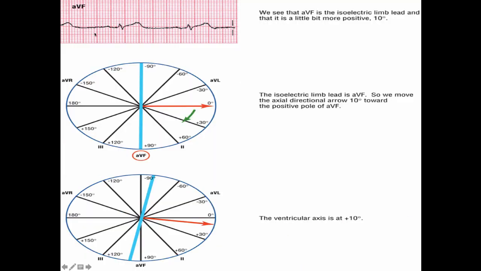Then we look at our isoelectric lead, AVF, and it's just a little bit more positive, right? Because we said it was a little bit more positive when we picked our quadrant. So it is a 10-degree adjustment. So we started at 0. We're going to move towards our isoelectric lead. We're going to move towards AVF. So we're going from 0 to 10. So we end up at an axis of positive 10 degrees for this 12 lead.